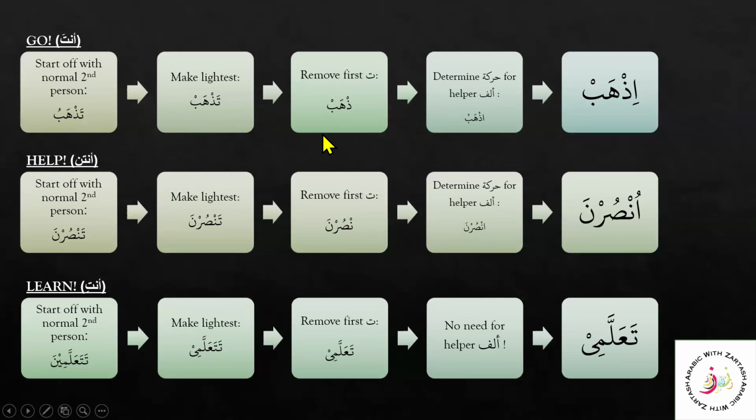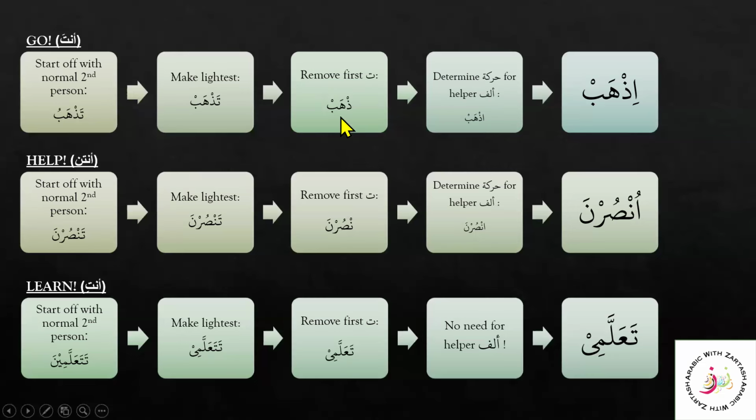To make it pronounceable, we add a helper alif, or we call it in Arabic Hamzatul Wasl. It is called Hamzatul Wasl because it is different from Hamzatul Qata, which has a Hamza. This Hamzatul Wasl has no Hamza in it. So this Hamzatul Wasl is added to the command tense to make it pronounceable, and the haraka is determined by the second root letter.